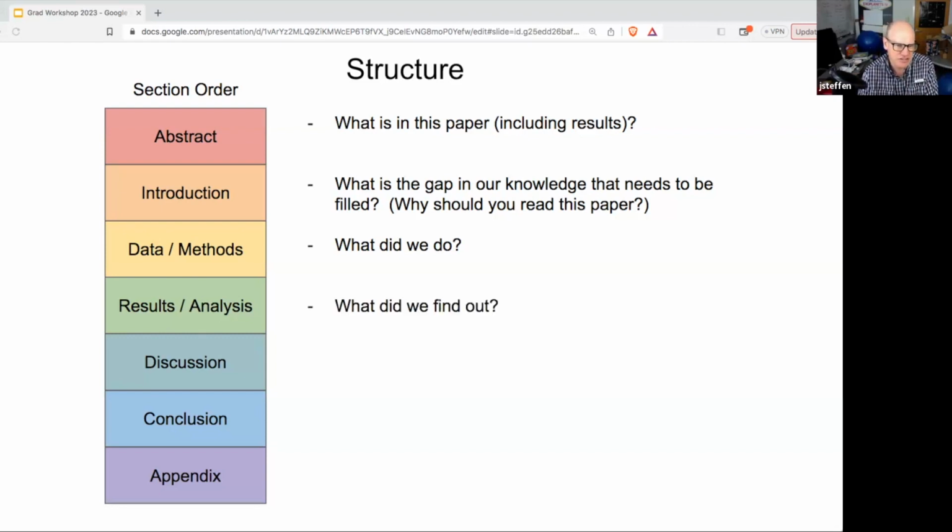Then we have a section on results and analysis, which is what we found out, what kind of analysis we did, and what were the overall findings. Like, what is the big figure? What is the money shot that shows here is the most important result that we got from our study?